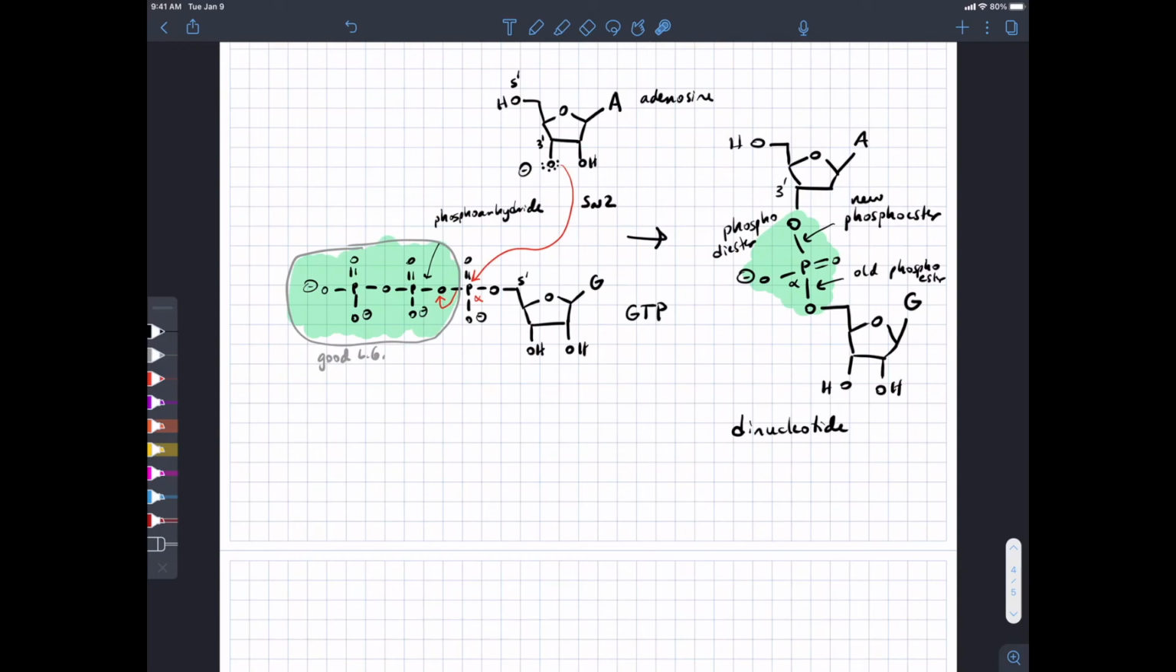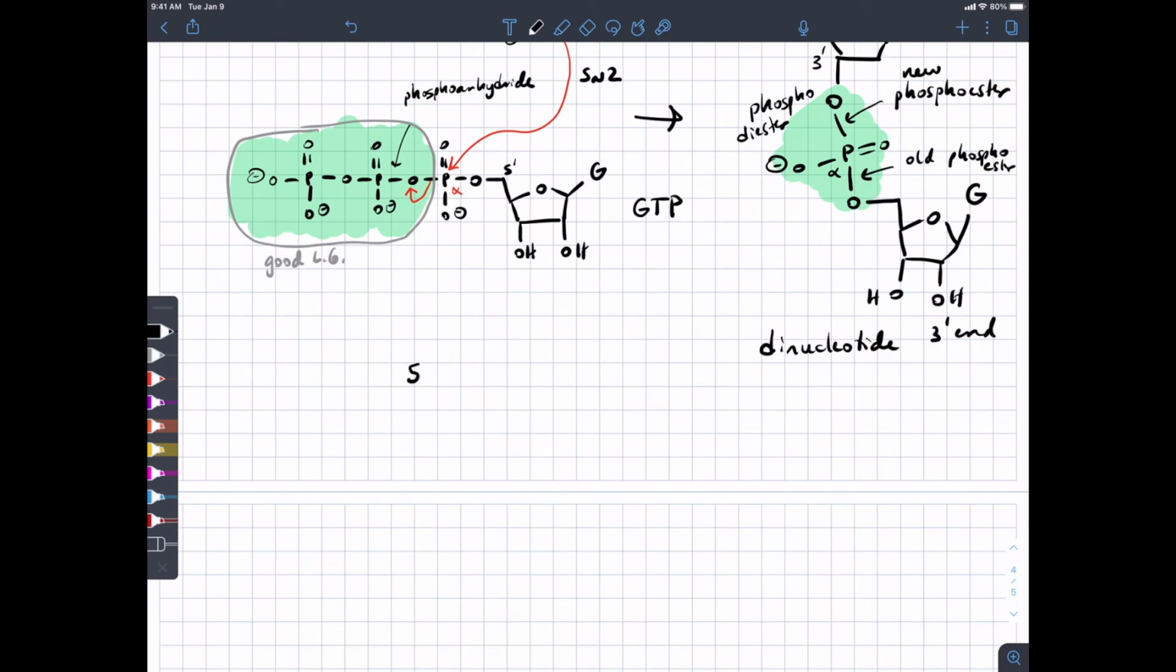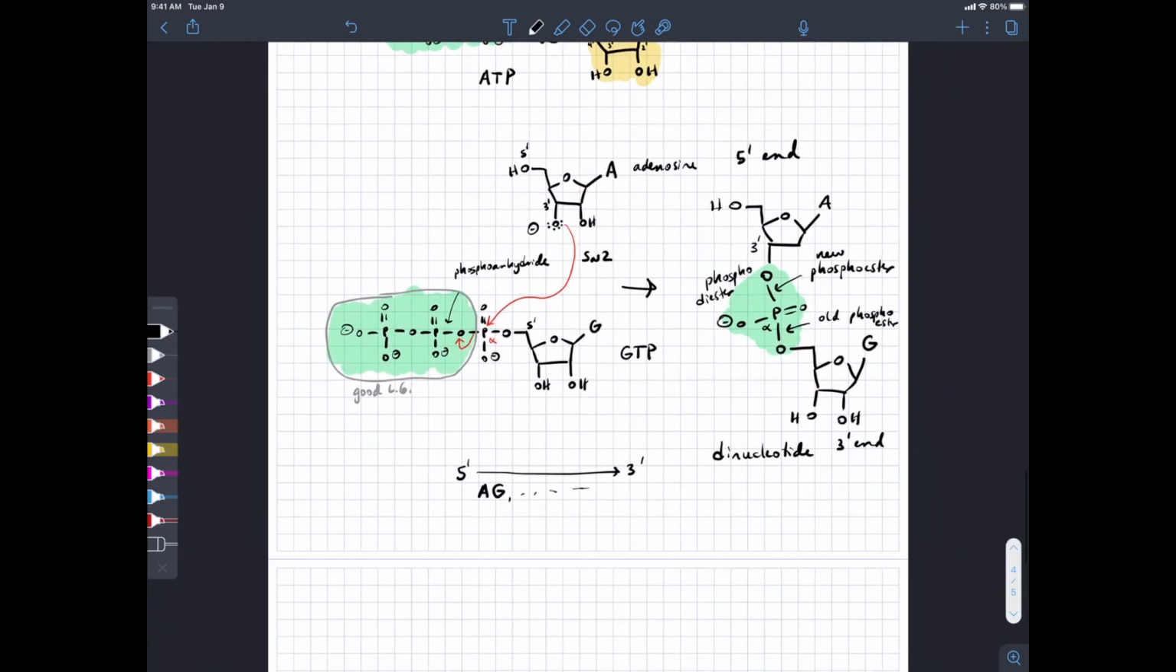And just like peptides had directionality, an N-terminus and a C-terminus, so oligonucleotides, that is, a polymer of nucleotides, have directionality. This is the so-called 5' end, and this is the 3' end. And so we will write DNA sequences from 5' to 3'. So in this case, we would go A, and then G, and so on. Okay? All right, questions you want to ask about that structure?